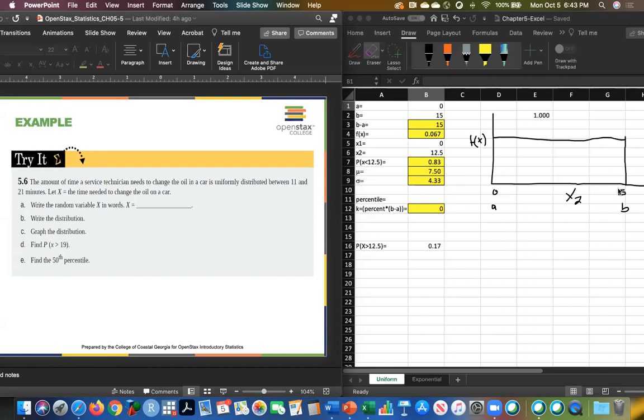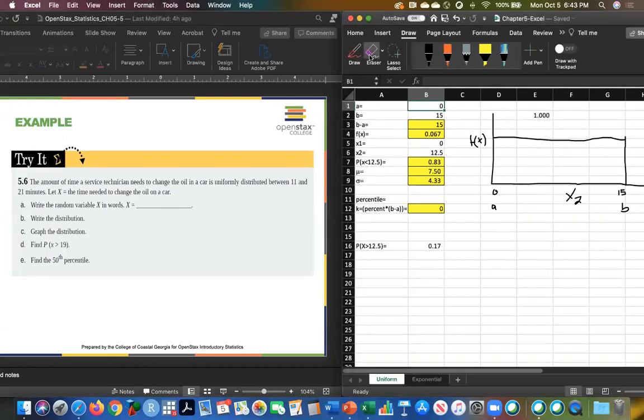So if this is from 0 to 15, what might be, let's say, the 75th percentile? So almost 3/4 of the distribution is going to be here, right? So that might be the 0.75 percentile. So 75% is going to be here, and I want to know the number here. So this is 75, right? I want to know what number corresponds to the 75th percentile.